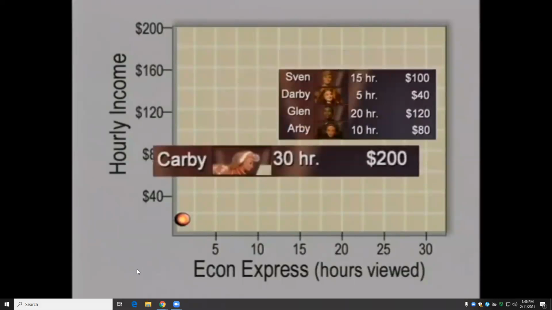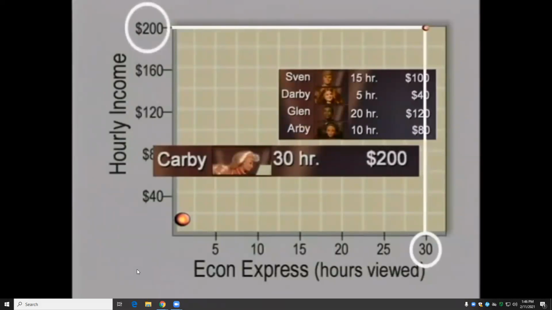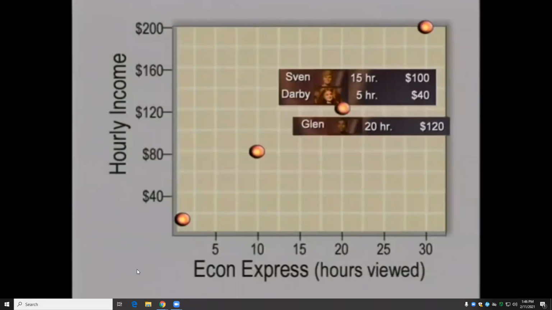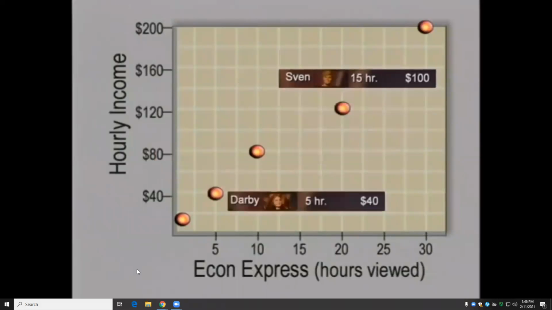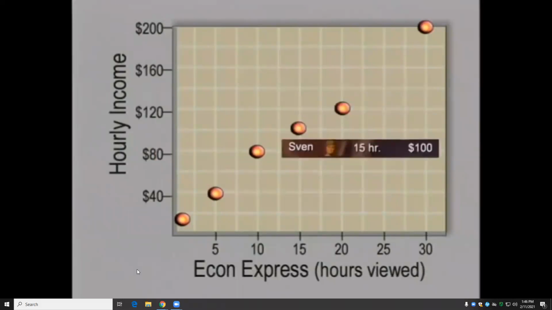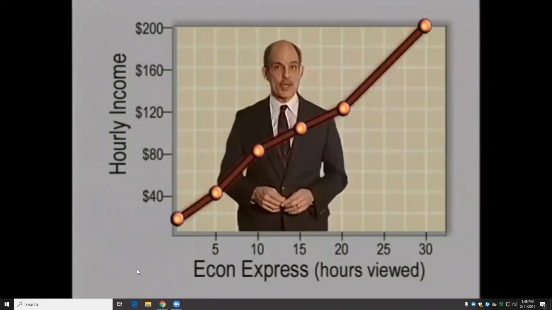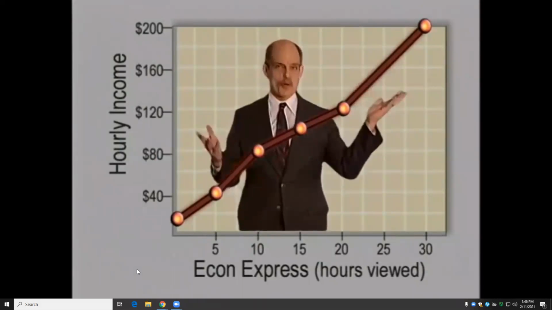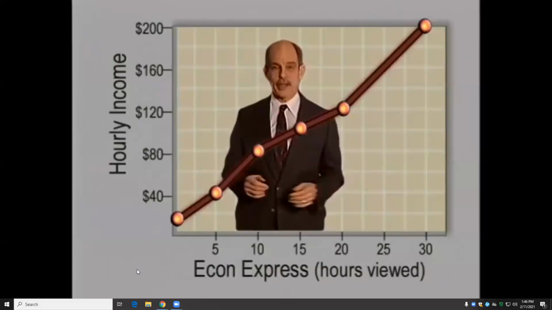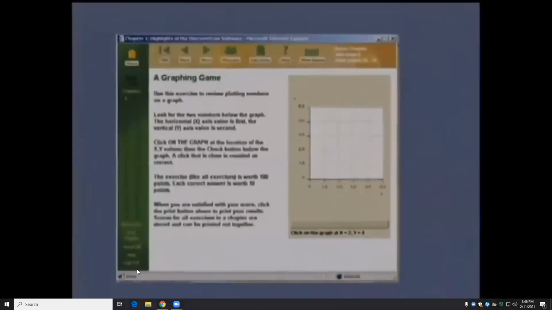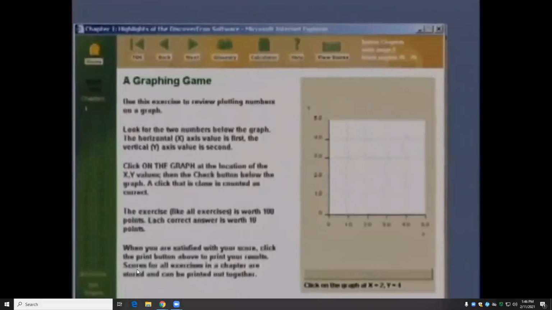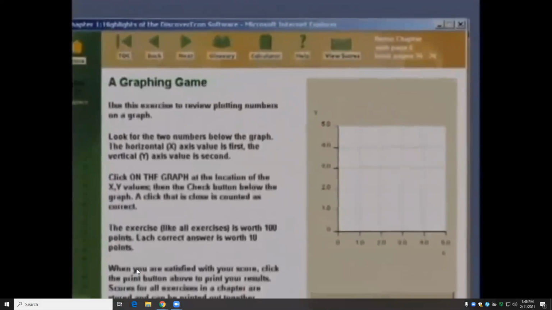Carby, 30 hours, $200 an hour. Her data point is up here. And when we fill in Arby, Glenn, Darby, and Sven, a clear pattern emerges. The more hours you spend watching the videos, the more money you make, or so we'd like to think. In the Discover Econ software made for this course, by the way, you can play with a graph building exercise till you get the hang of it.